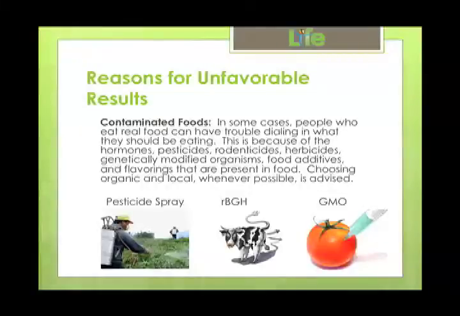So let's take a look at the first reason for unfavorable results, and that is contaminated food. So a lot of our conventional food, I would say just about all of our conventional food, has a lot of toxicity in it, such as different hormones, pesticides, antibiotic residues, rodenticides, herbicides, genetically modified organisms, which is genetically engineered foods, food additives, flavorings, all these different things from processed foods. It's pretty common in our environment, as I discussed in part one.